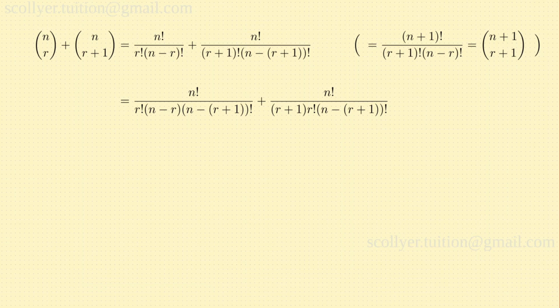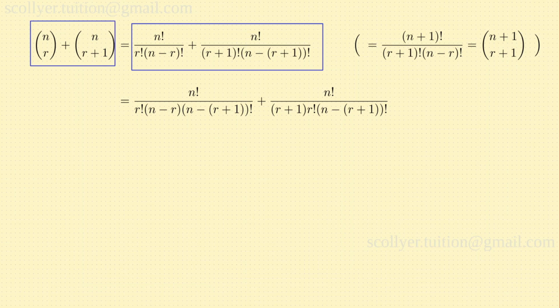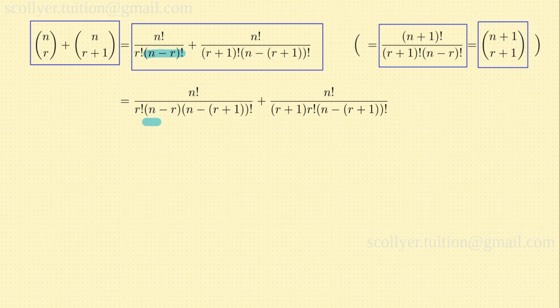And so we start with this expression for n choose r plus n choose r plus 1, and we wish to show that it can be rewritten in this form, which is n plus 1 choose r plus 1. And first note that we can factorize n minus r factorial as n minus r times n minus r plus 1 factorial, and we can factorize r plus 1 factorial as r plus 1 times r factorial.